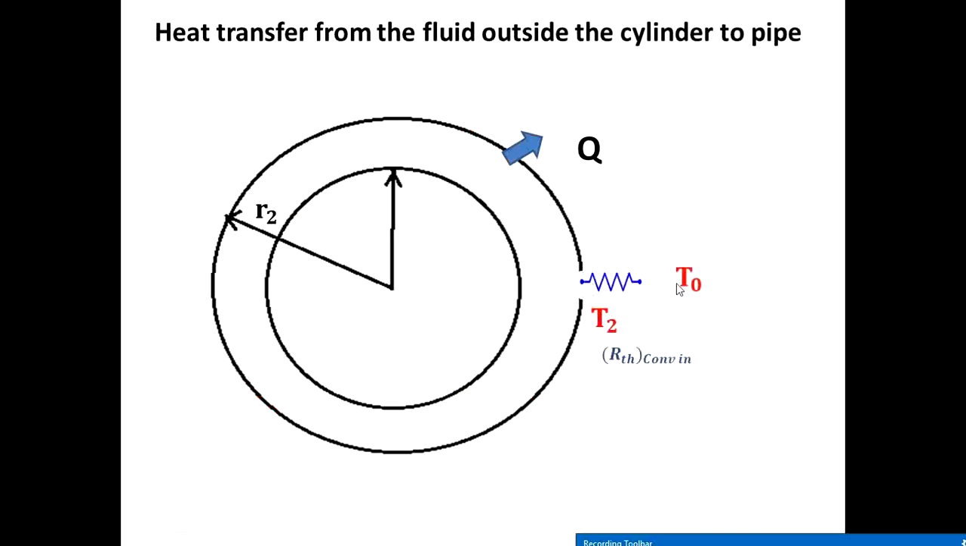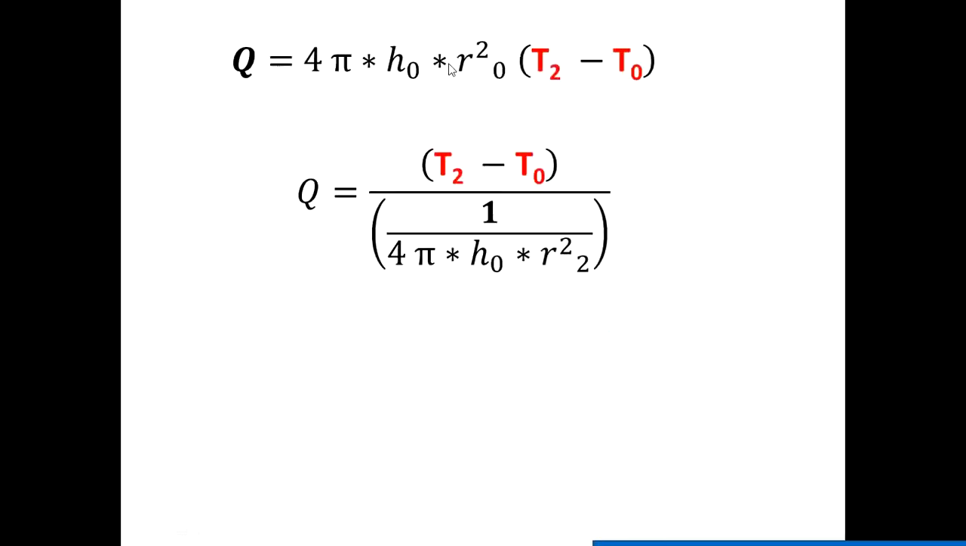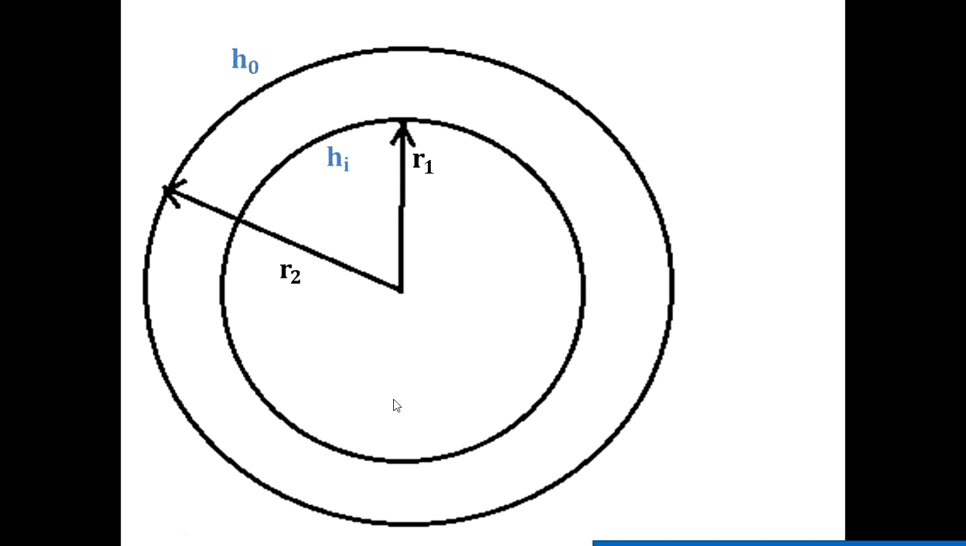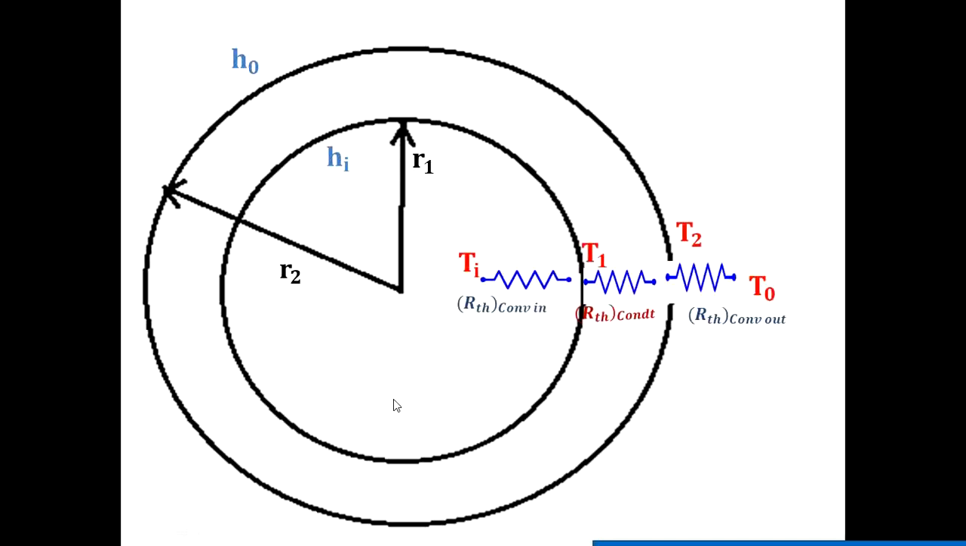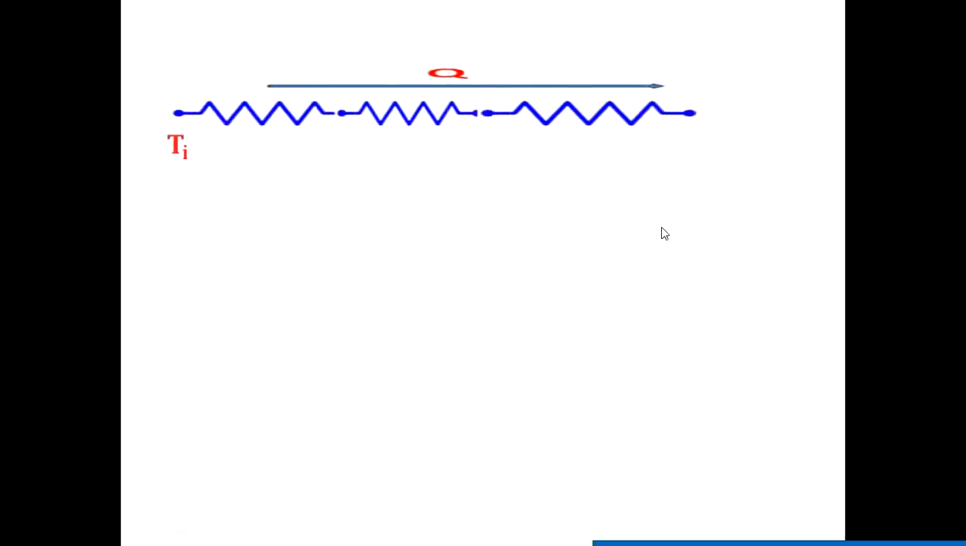Outside, at T2, R2 will be there. Q equals 4 pi H0 R2 square of T2 minus T0, divided by 1 by the convective heat transfer coefficient H0. This is the thermal convective resistance outside, and then this is the internal thermal convective resistance, the external thermal convective resistance, then this is the thermal conductive resistance. All put together: Ti, T1, T2, T0, convective in, out.